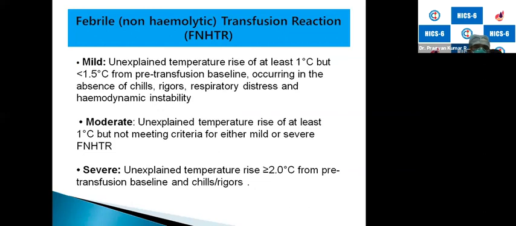Mild is a temperature rise of at least 1 degree centigrade, but less than 1.5, and there are no chills, rigor, respiratory distress, or hemodynamic instability. Moderate is an unexplained temperature rise of more than 1 degree, but a little more severe than the milder variety. Severe is a temperature rise of more than 2 degrees centigrade with some chills and rigor. So broadly, there are three types of reaction.